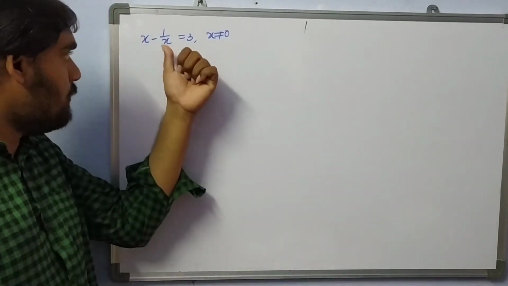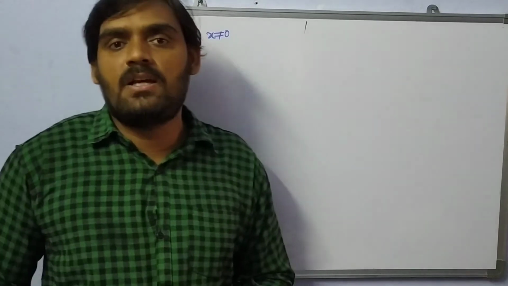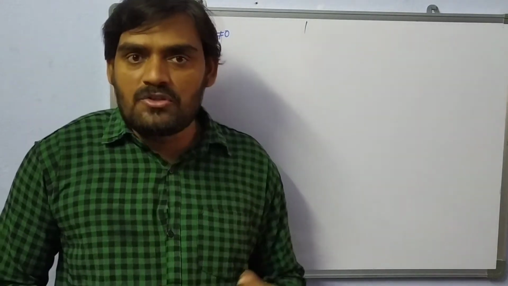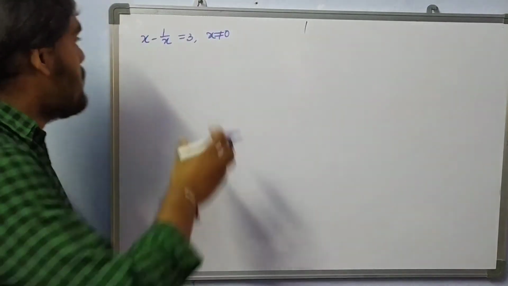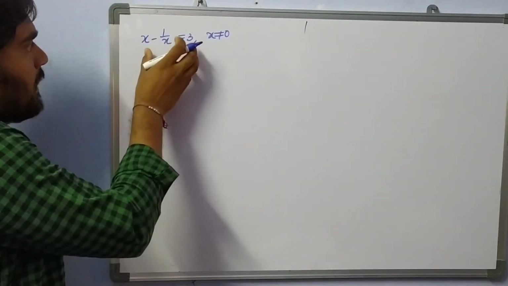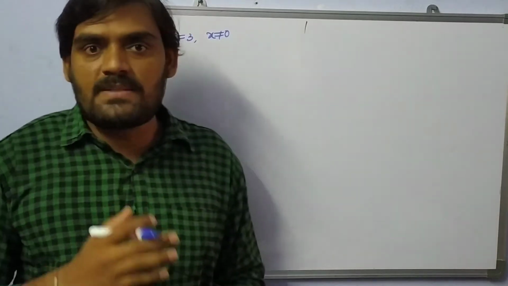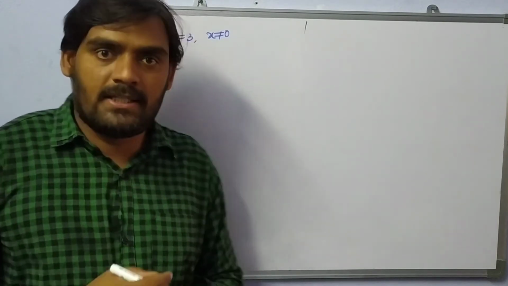So here, we need to make the given equation in the form of ax square plus bx plus c is equal to 0. Later, we can find the roots by using the formula, that is x is equal to minus b plus or minus square root of b square minus 4ac by 2a. So first of all, we need to change this given equation into ax square plus bx plus c is equal to 0, the general form of the quadratic equation.